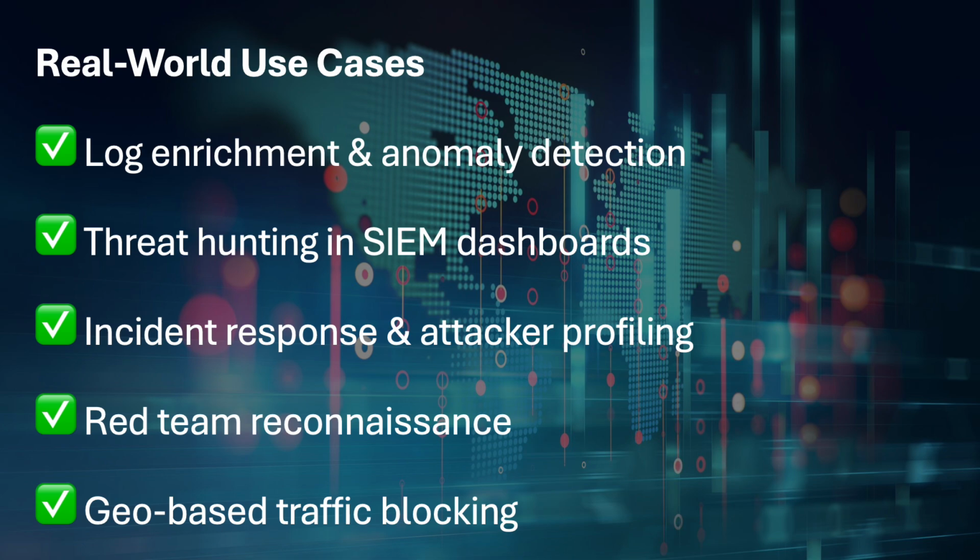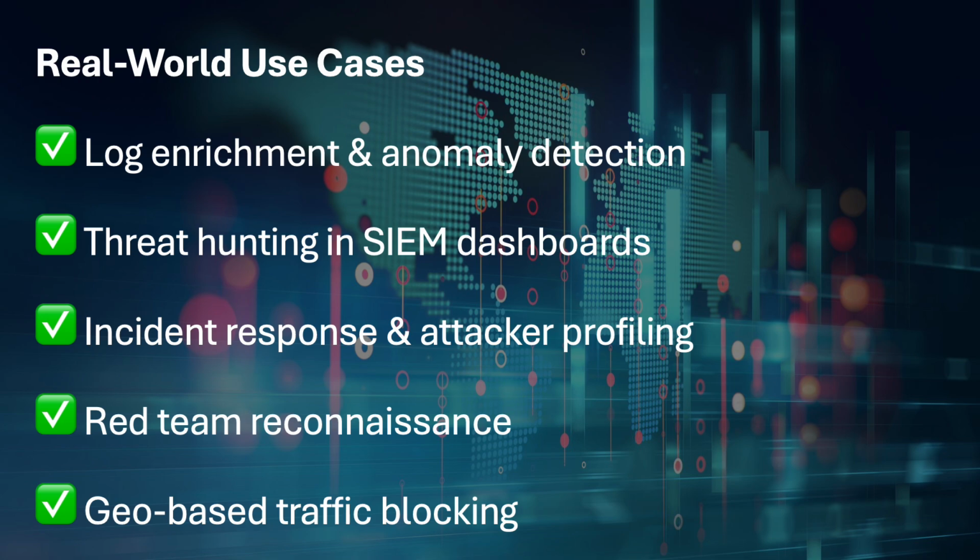First, log analysis. Enrich your access logs with geolocation. If your app suddenly gets login attempts from Russia or China, and your users are in India, that's a red flag. Second, threat hunting. You find a suspicious IP. Use IPinfo to learn if it belongs to a cloud provider or a known bad actor. Number 3, incident response. During triage, you can use IPinfo to instantly understand an attacker's location and ISP.